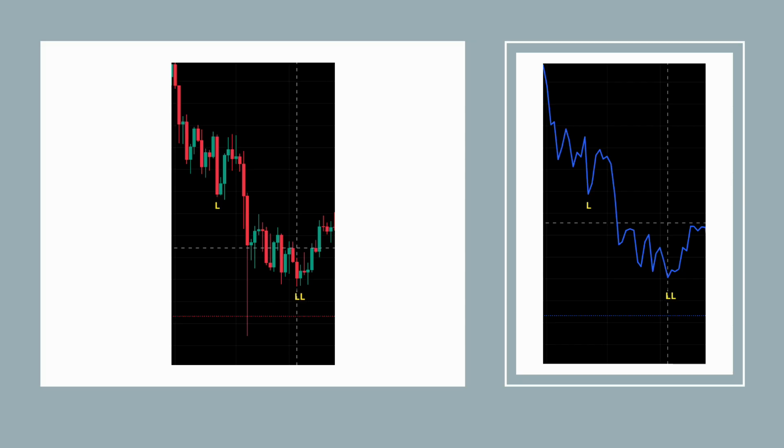Let's go over some chart examples. This is a low and a lower low. It's the same chart, of course. This is a candlestick chart and this is a line chart. Let's go over the candlestick chart. This here is the low. Why is this a low? Because its closing price is lower than the left candle and lower than the right candle.